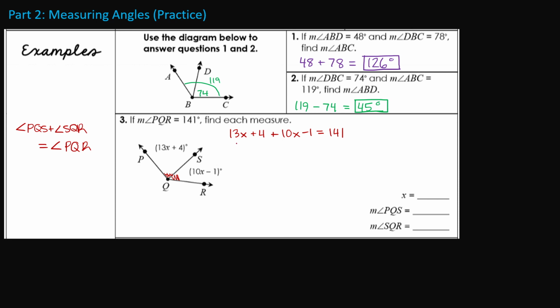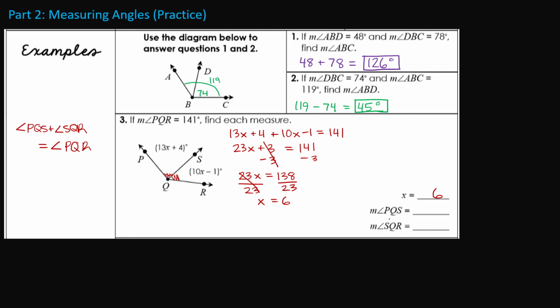So let's combine like terms. I see 13x and 10x. I'm going to combine them to get 23x. I'm going to combine 4 and negative 1 to get positive 3. And that is equal to 141. Let's move the positive 3 over to the other side of the equation by canceling it out. I have 23x is equal to 138. Divide both sides by 23, and we are going to get a whole number here. X is equal to 6. So x equals 6. That's part of our answer done.